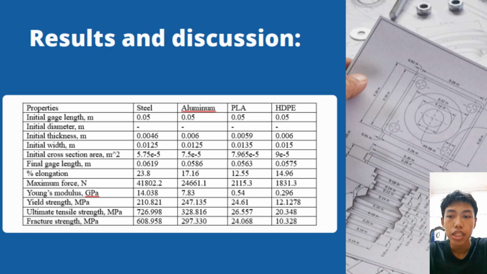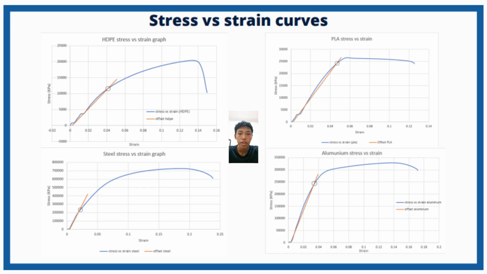So the data that we achieve during the tensile test is saved in CSV format, which can be opened using spreadsheet software such as Excel or Google Sheets, and from there we can get the properties of the materials tested during the tensile test, as seen in the table below. So we can construct stress versus strain graphs for each material from the data we obtain.